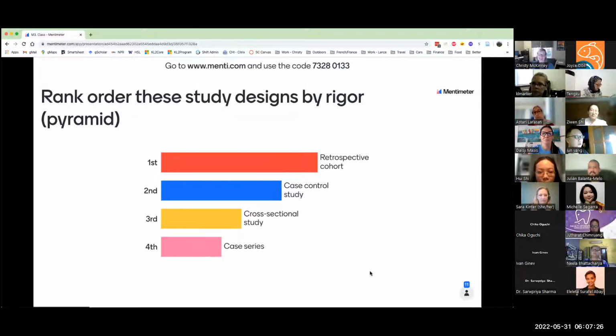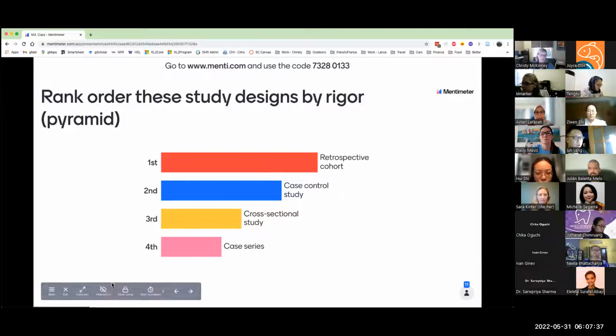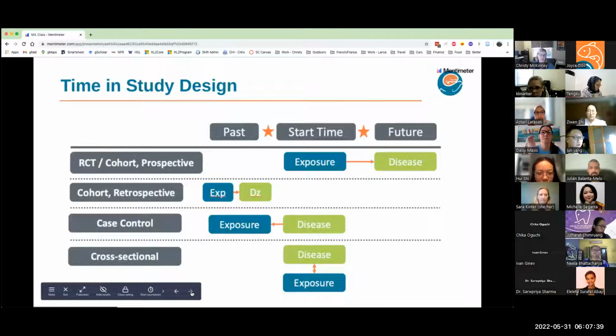Yeah, so I think collectively you guys have really nailed it. So yeah, this is the order of rigor in these study designs. So I thought that would be nice just to kind of drive that home because we see these things in different ways. All right, so this is a slide that I showed at the end of class last class.